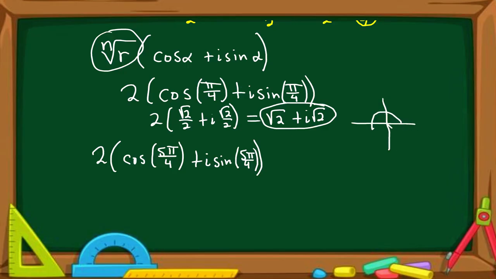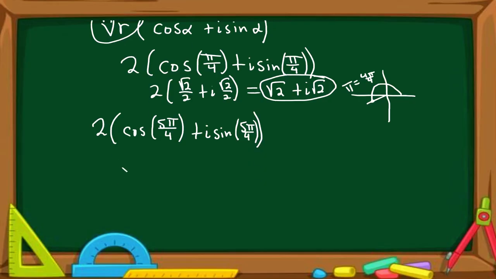5 pi over 4, where is that? It's down over here, right? Because we can think of pi as 4 pi over 4. So if you go a distance of pi over 4 more than that, you're going to be down here in quadrant 3. And here, both cosine and sine are negative because cosine is the x-coordinate on the unit circle, and x is negative here. Sine is the y-coordinate on the unit circle, and y is negative there. So those are both going to be negative root 2 over 2. So this is going to be 2 times negative root 2 over 2 plus i times negative root 2 over 2.